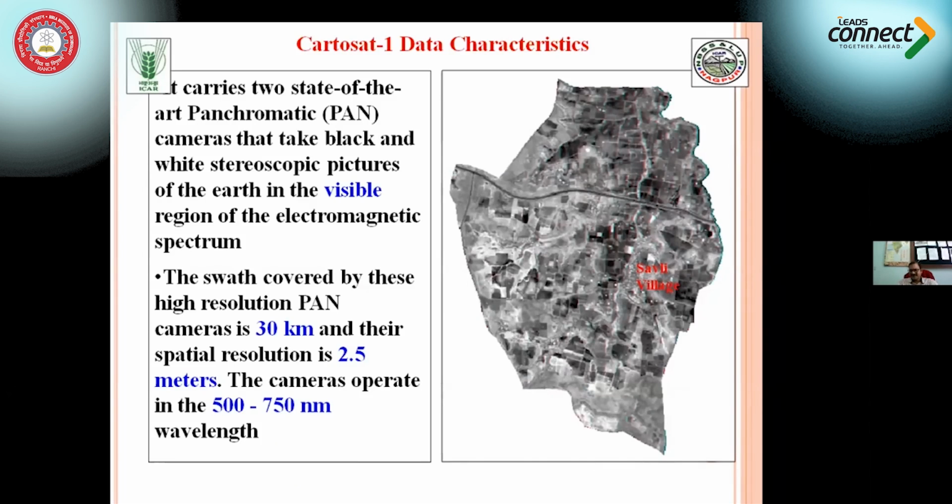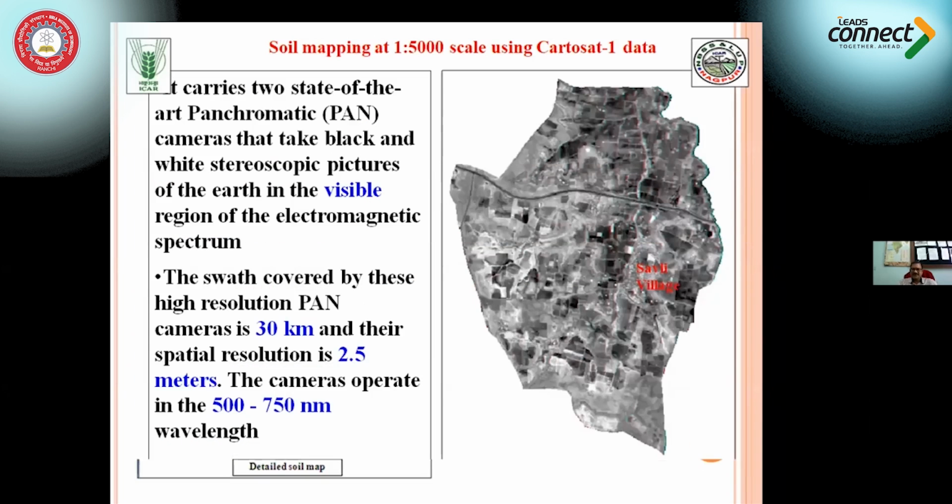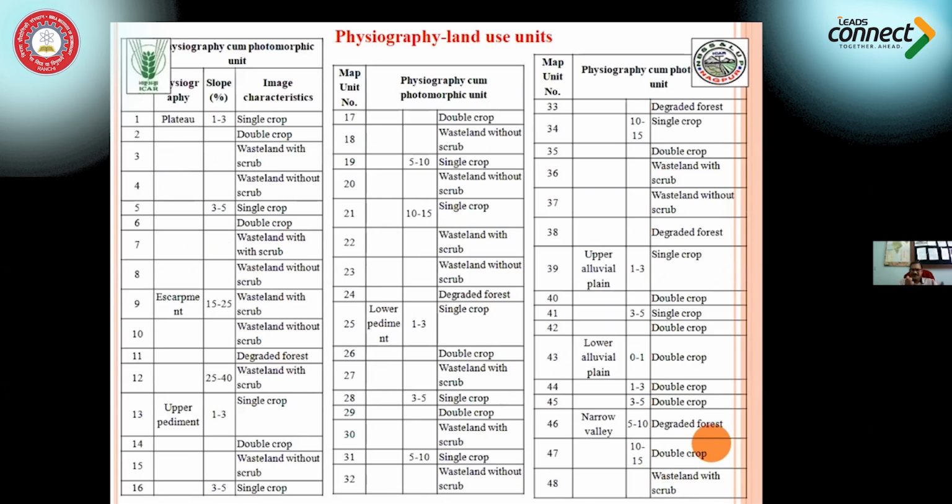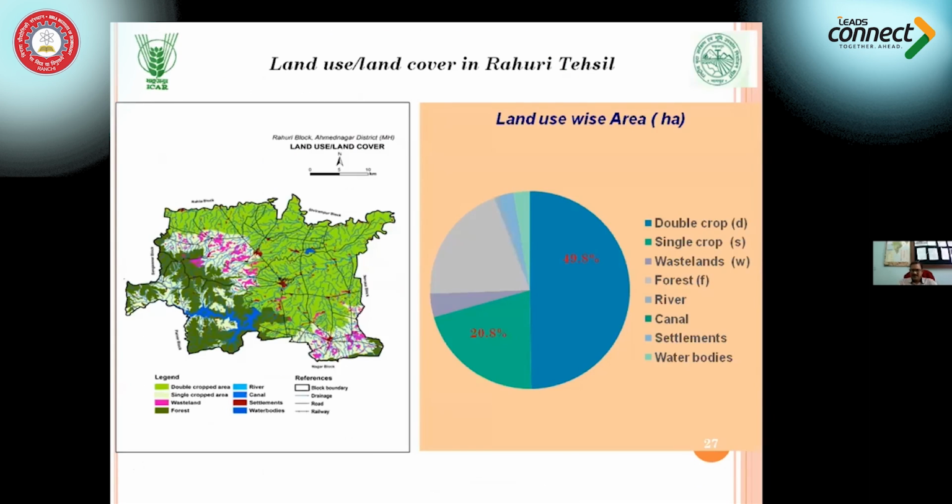So we have seen the state, country and district level. Now this is the watershed level data. To study the watershed, we used this PAN data, and it was merged with Cartosat 1. After merging, this is the methodology used for preparation of the base map and soil map, and this is the physiography land use unit map. The land use units were integrated with the SRTM 30-meter data, and the landforms were delineated using the integration of these two data.